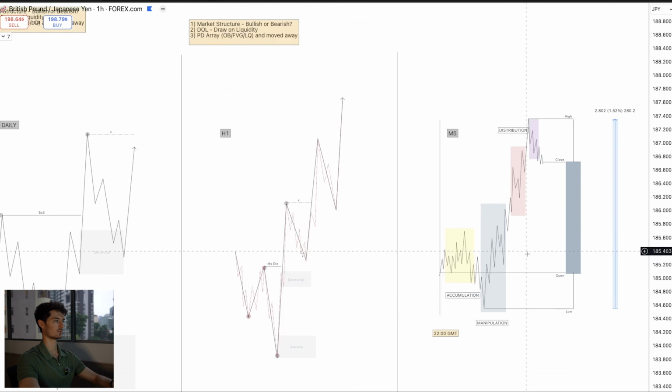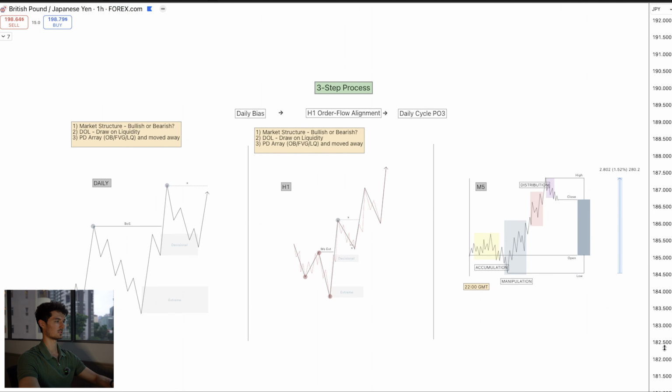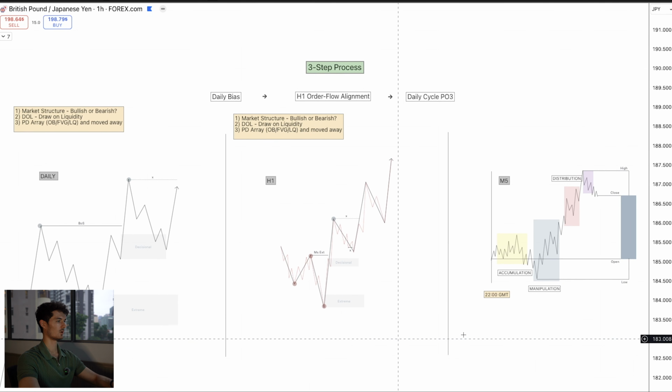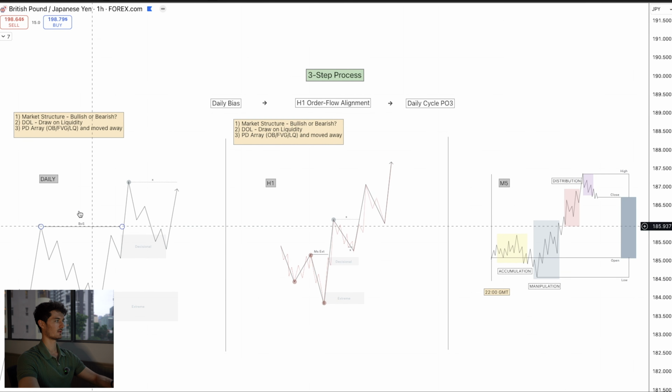So how we interlink with these is the following. Keep it as simple as possible. When you see a blank chart, think daily bias, market structure: is it bullish or bearish? Do we have a draw on liquidity that supports price? Usually there'll be not only one, but two, or even three. In this case, we've got two.